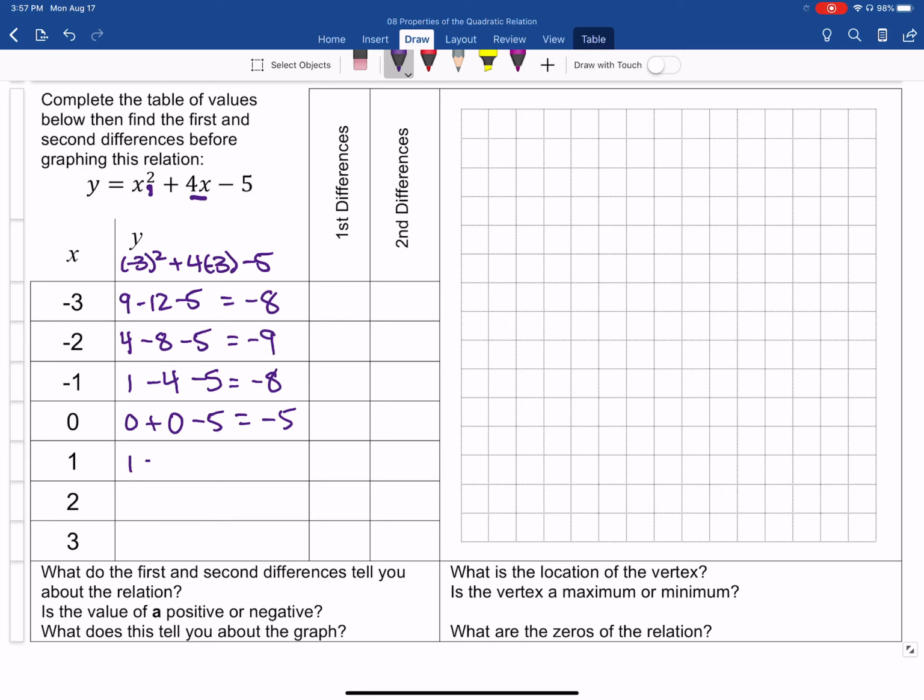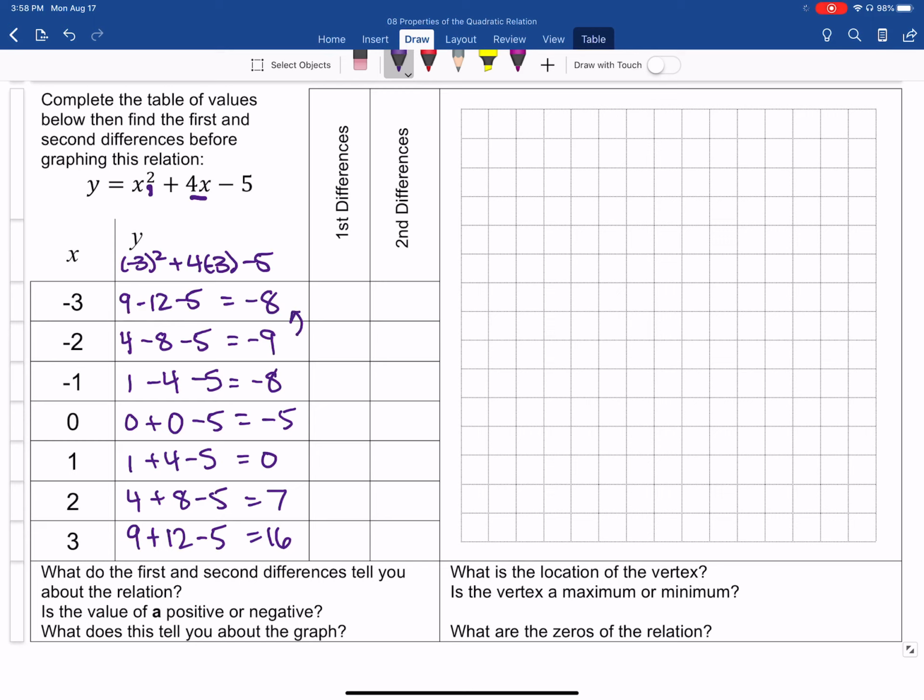And then this is 1 plus 4 minus 5, which is 0. And then this is 4 plus 8 minus 5, which is 7. And then we've got 9 plus 12 minus 5, which is 16. Then we take our first differences.